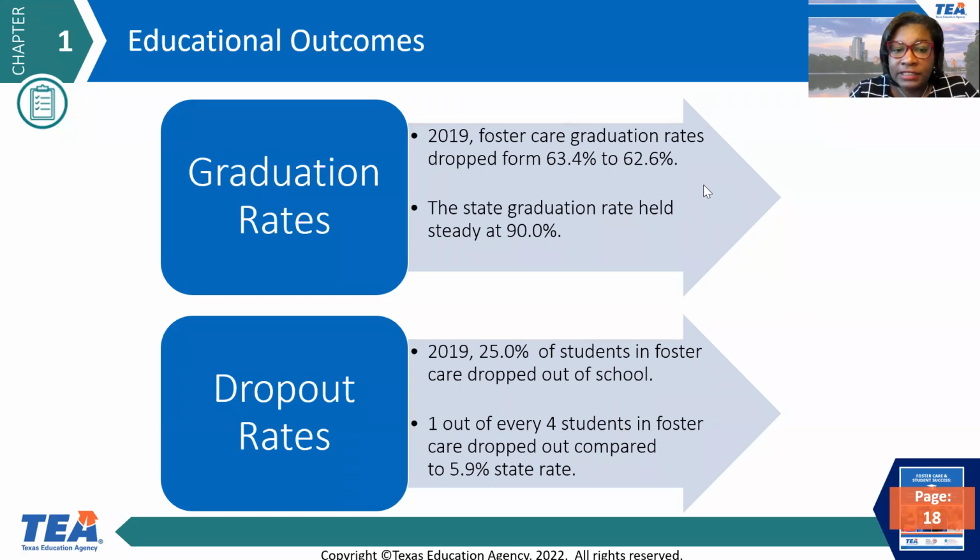Our dropout rates in 2019: we had 25% of our students in foster care drop out of school. That is 1 out of every 4 students in foster care dropping out, compared to 5.9% of the state. We want to decrease these dropout rates. In order to do that, we have this foster care guide to help all of our school districts ensure that you have all that you need to provide proper guidance to our students. This information is located on page 18.